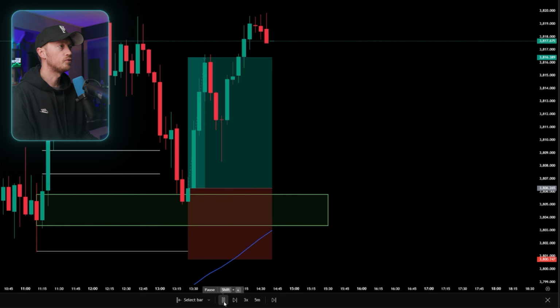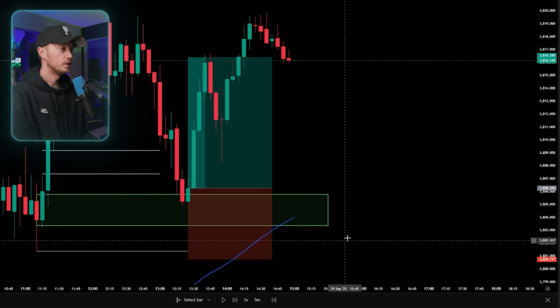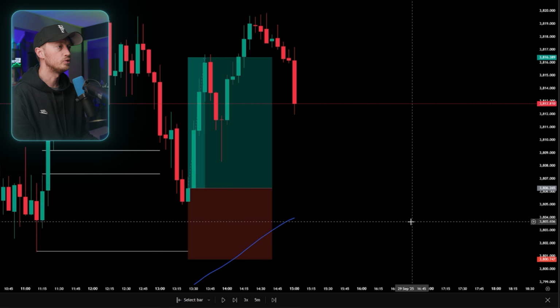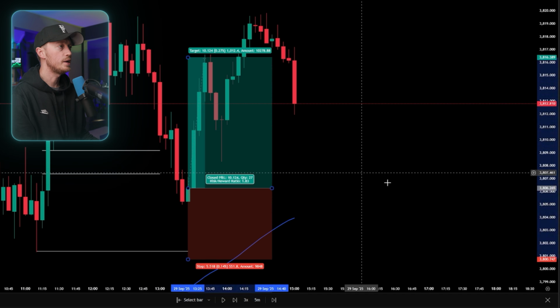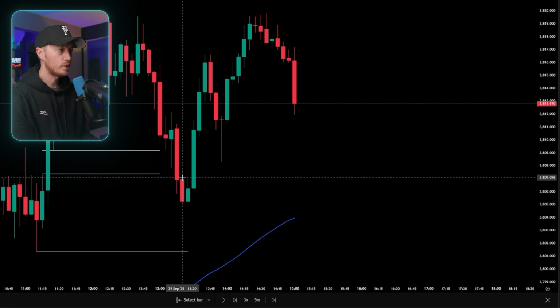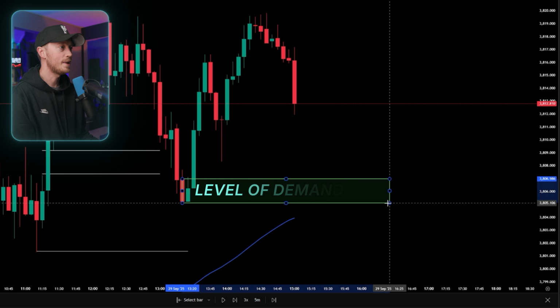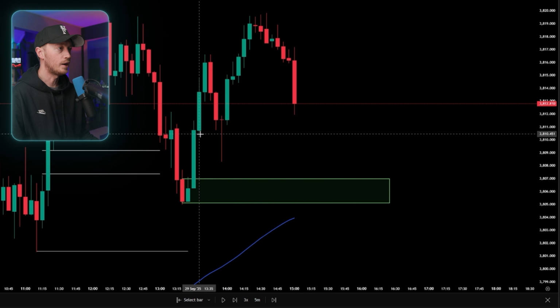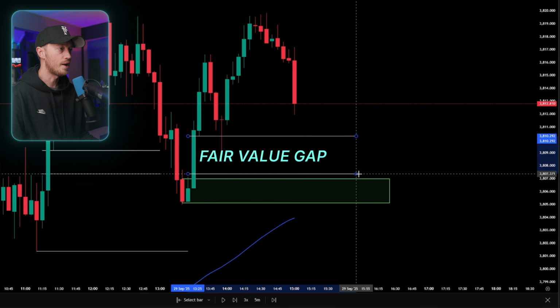We have to look for our next setup. So let's take this demand off. We're not using that demand. Let's take our trade off and let's find a new demand. What do we have right here? That's another demand right where we won the trade. We've got our fair value gap right there.